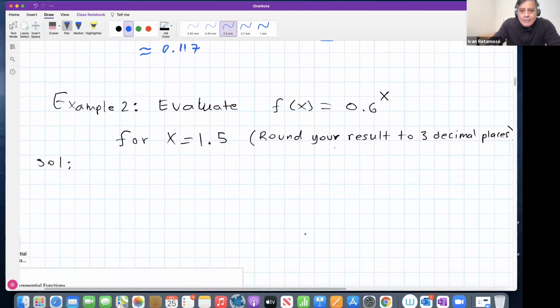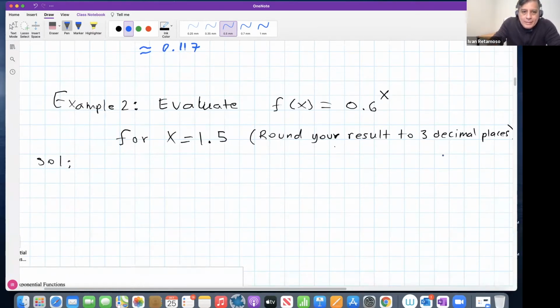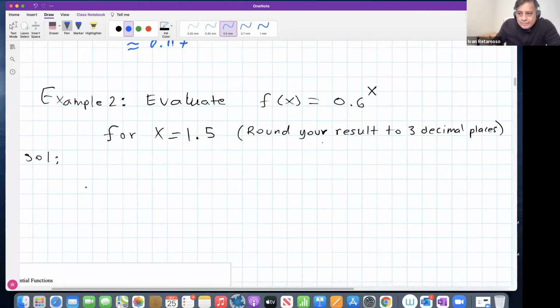Example 2 says evaluate this other exponential function for x equal 1.5, round your result to 3 decimal places. So one more time, we need to evaluate our function at this value 1.5. Our function is this exponential function, so we just put 1.5 in the exponent instead of x. And then you do this in your calculator.